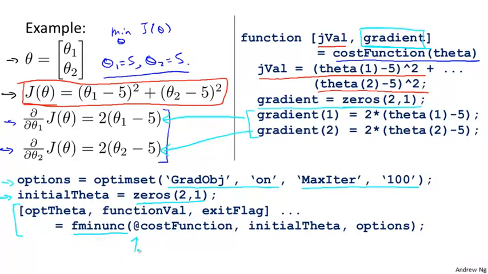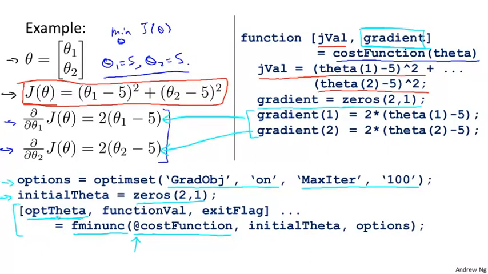This @ symbol represents a pointer to the cost function that we just defined up there. And if you call this, it will use one of the more advanced optimization algorithms. If you want, think of it as just like gradient descent, but automatically choosing the learning rate alpha for you, so you don't have to do so yourself. But it will then attempt to use these advanced optimization algorithms, like gradient descent on steroids, to try to find the optimal value of theta for you.